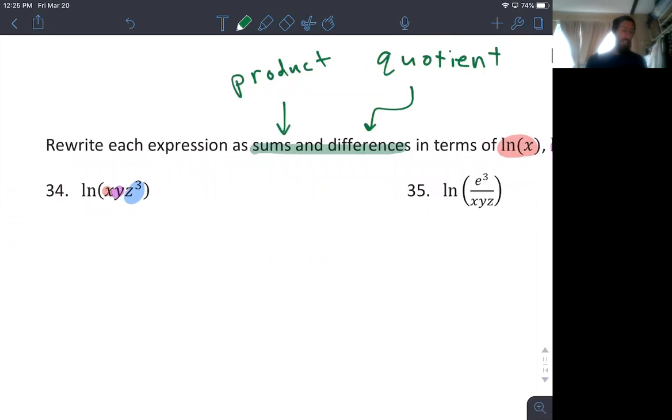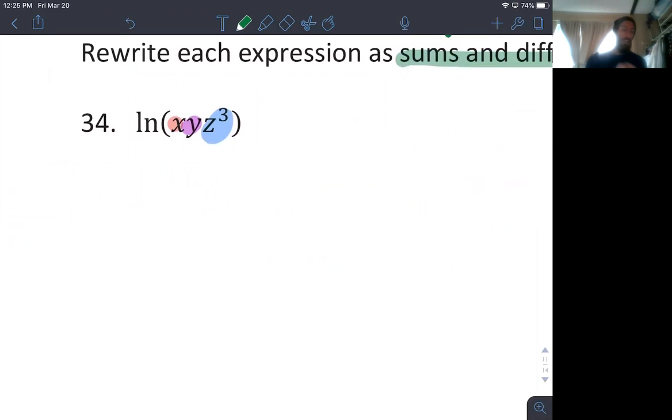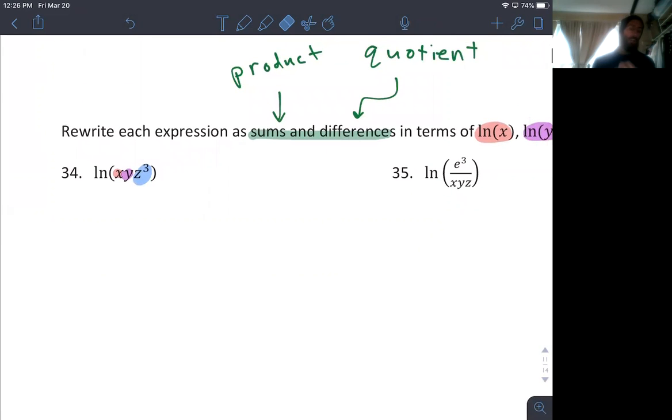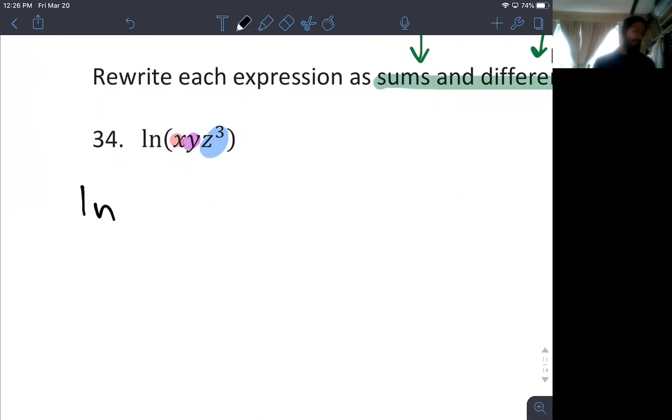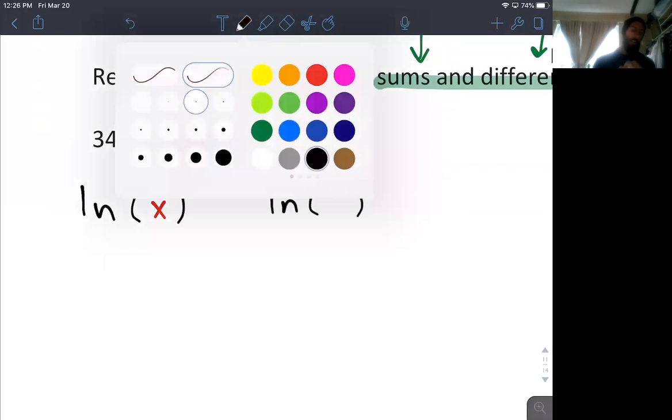And what these properties basically say is the following: if we have a logarithm with an argument, like this one, that is composed of either multiplication or division, we can leverage these logarithm properties to rewrite them as addition or subtraction problems. Now notice these three things, x, y, and z to the third, all are being multiplied by each other, which means I'm going to use my product property of logarithms. So I'm going to separate this logarithm, ln, into three separate logarithms: ln of x, ln of y, and ln of z to the third.